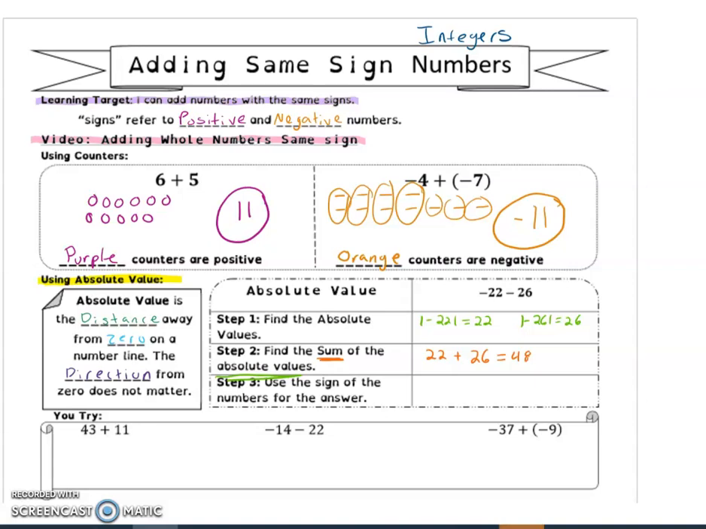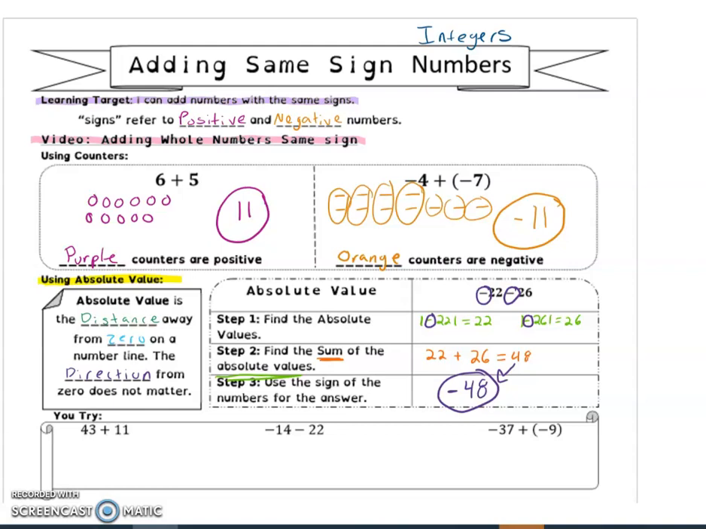And then our very last instruction says, use the sign of the numbers for the answer. What this means is use the sign of the original numbers. So both of the original numbers were negative, right? Inside of those absolute values, they were both negative. So we're going to use that negative, and we're just going to put it right in front of the answer that we got. Okay? That is our answer, -48. So -22 plus -26 is -48.